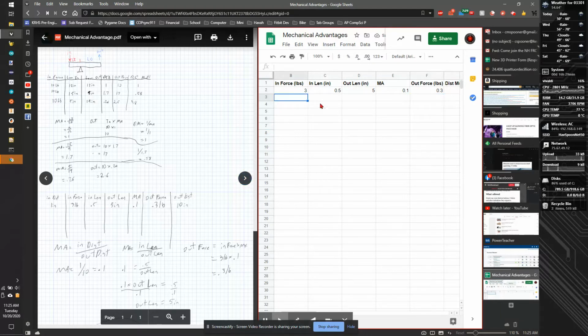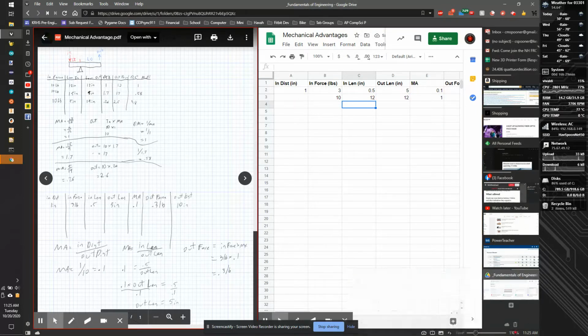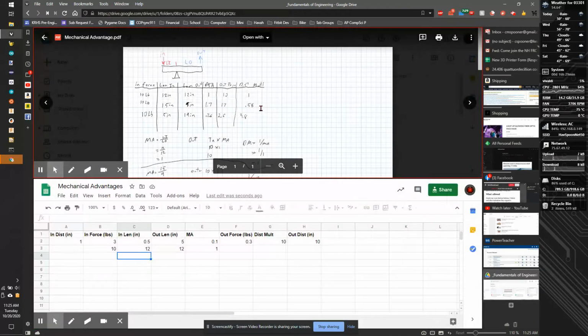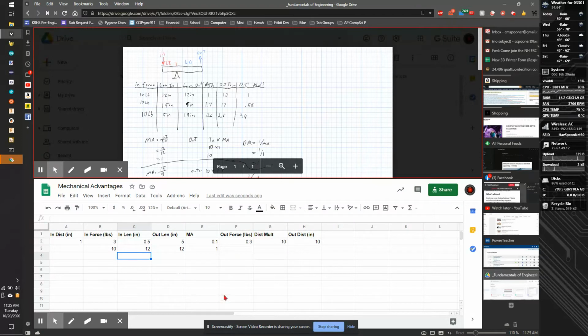Let's try some different values. So I'm going to use this value here. So in force for 10 pound force. And we're going to do our in and out length for 12, 12. MA is equal to this slash this. At this point, I'm going to untile the tabs so I can see what I'm doing more clearly. Actually, I'm going to change their tiling to be top and bottom. Give it a second while it thinks. All right. That's much nicer to look at.